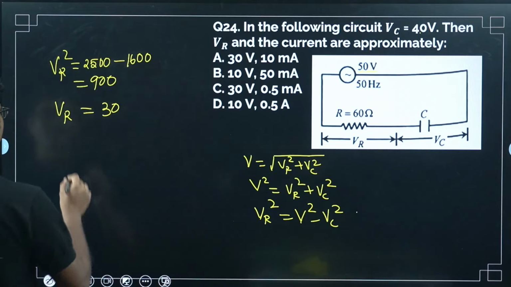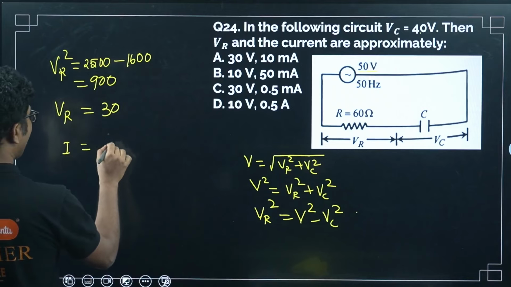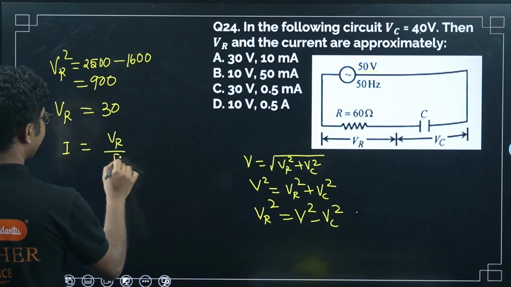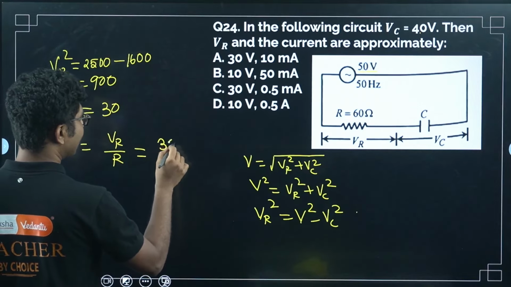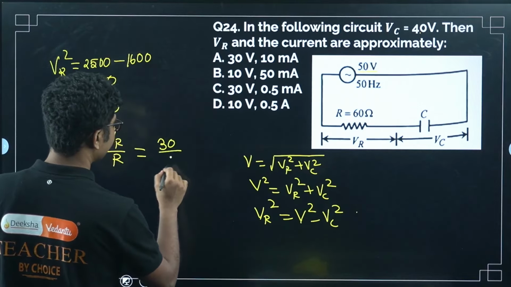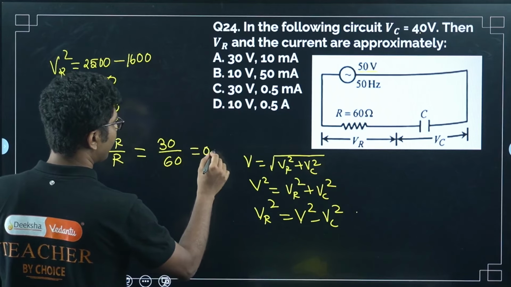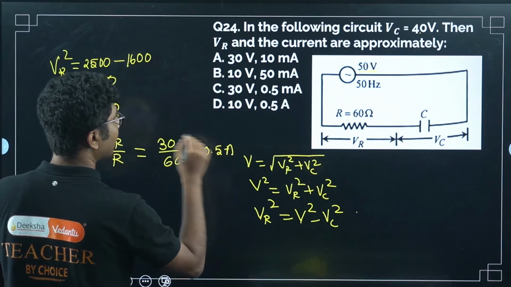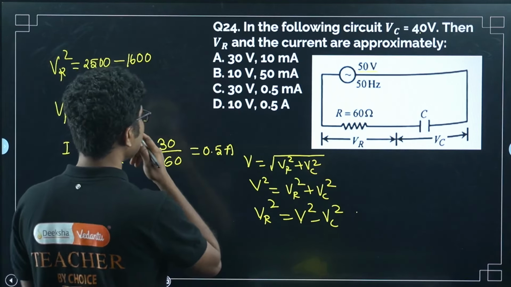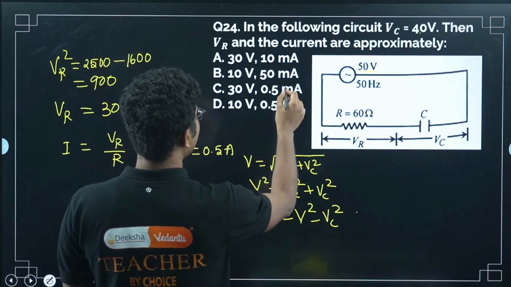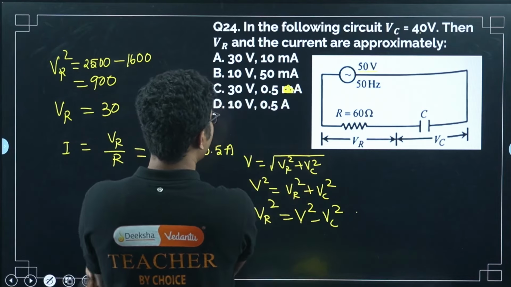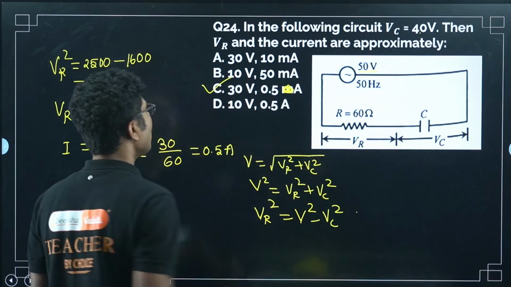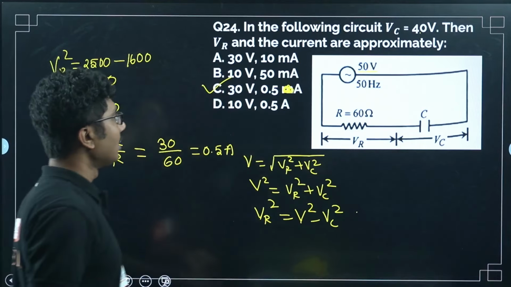Now what we have to do? We have to calculate the current. We have already used this formula once. So current is VR by R. So 30 divided by 60 ohms, that is 0.5 ampere. So the correct answer is, this was given in your question paper as ampere, right? So 30 volt, 0.5 ampere, right?